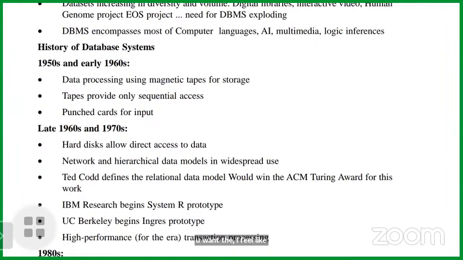So if you want to take the 8th file, you can't, because this is sequential file access. So in the 1950s, the storage medium was magnetic tapes, and only sequential access was there. And the input was punch cards. First generation people used punch cards only for input.